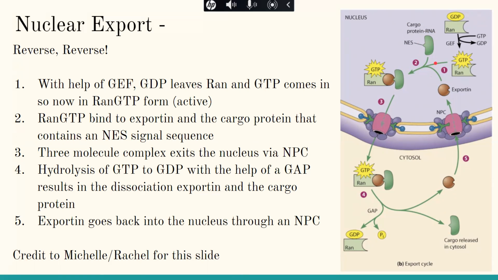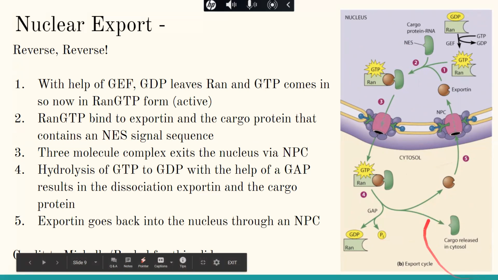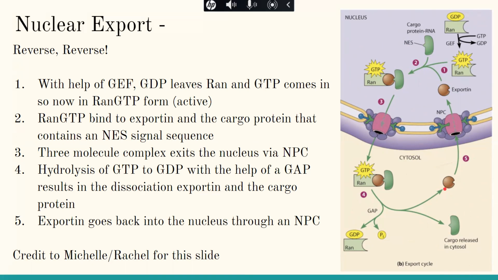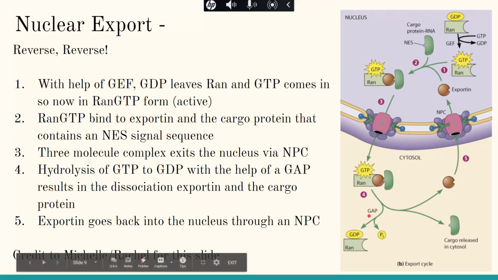So sometimes people get mixed up, but just to recap, exportin can enter the nucleus without RAN GTP, and it needs it to exit. Actually, they both can. Yeah, they both can. But the main difference here is that you have this complex of 3 to exit, because then your cargo protein is released into the cytoplasm. So it's basically the opposite, but RAN, GEF, and GAP are still doing the same things. You're just ending up in a different location. Do you have any questions on this one?